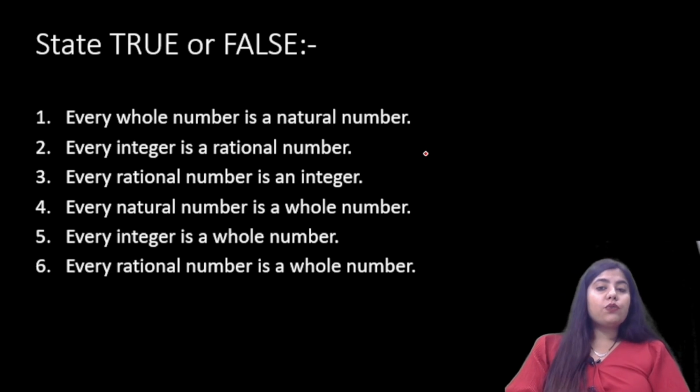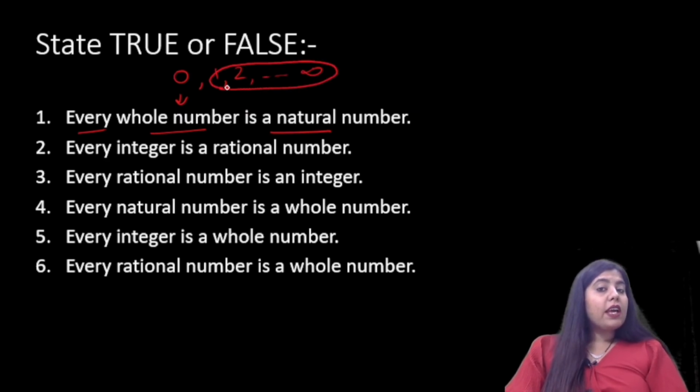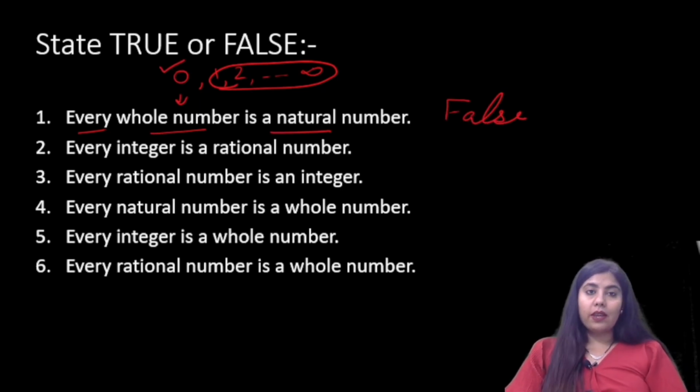Now, see the first one. The first question is, every whole number is a natural number. We already learned that whole numbers are 0, 1, 2, up to infinity, right? And natural numbers are only 1, 2, up to infinity. Can we say that every whole number is a natural number? No, because we know that 0 is not included in the natural numbers. So it is false.